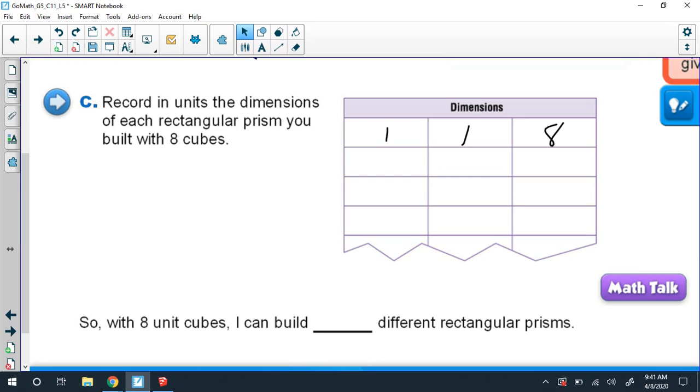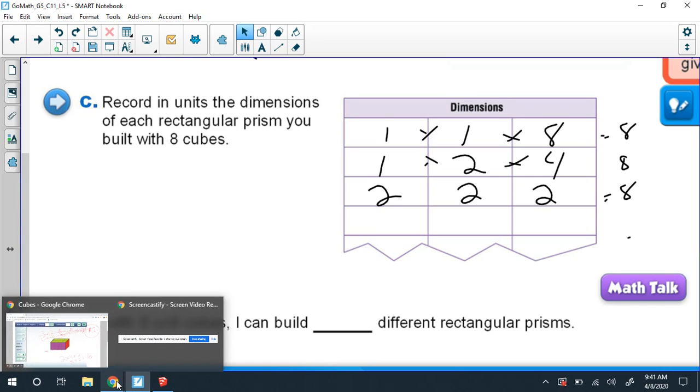We also got a 1 by 2 by 4. We also got a 2 by 2 by 2. And remember, if we multiply all of these together, they're all going to equal 8. 1 times 2 times 4 is 8. 2 times 2 times 2 is 8. So when you think you have one, make sure that you multiply all of the side dimensions together. If it doesn't equal 8, it doesn't fit this group. So give it a try, see how it goes, and good luck.